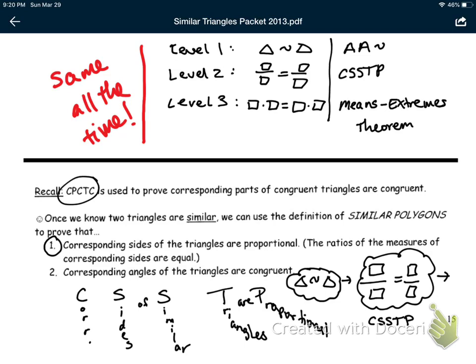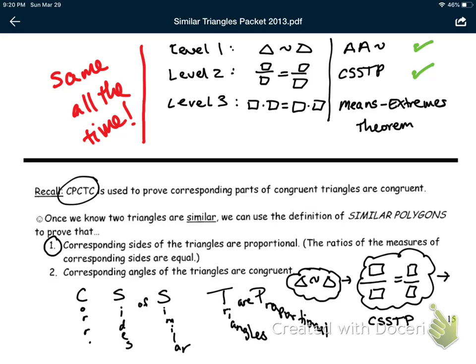And how far you have to go depends on what level they're asking you to prove. So if they say, prove this triangle is similar to this triangle, it's a level 1, and you go as far as AA, and it's your responsibility to find where the angles are. If it says, prove this proportion is true, then you have to prove not only level 1, but also level 2. So you'll prove AA first, and then CSSTP will follow after that.